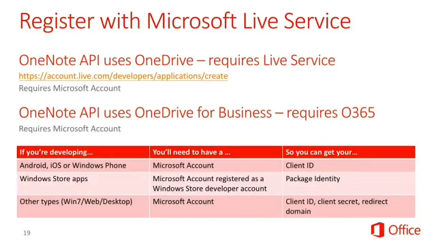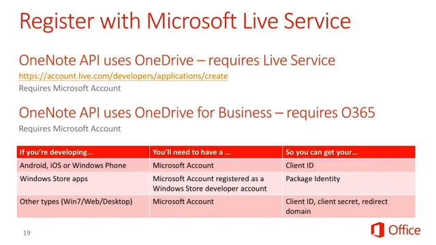What you're going to have to do is first register your app with the Microsoft Live service. The OneNote API uses OneDrive, which requires a Microsoft account. So you're going to go to account.live.com/developers/applications/create. That's going to require a Microsoft account. The OneNote API using OneDrive for Business is going to require Office 365, which will require a Microsoft account and an organizational account.